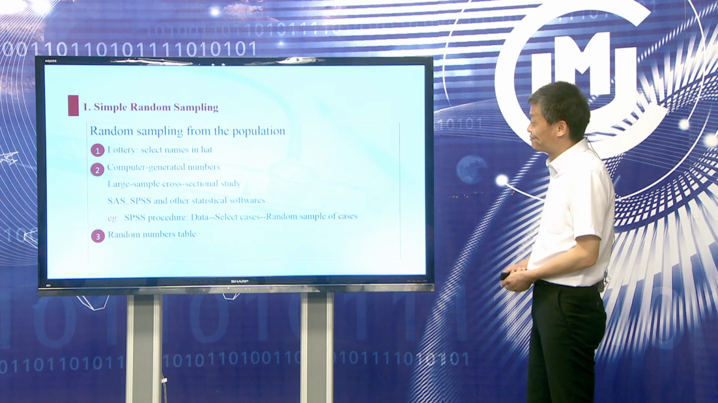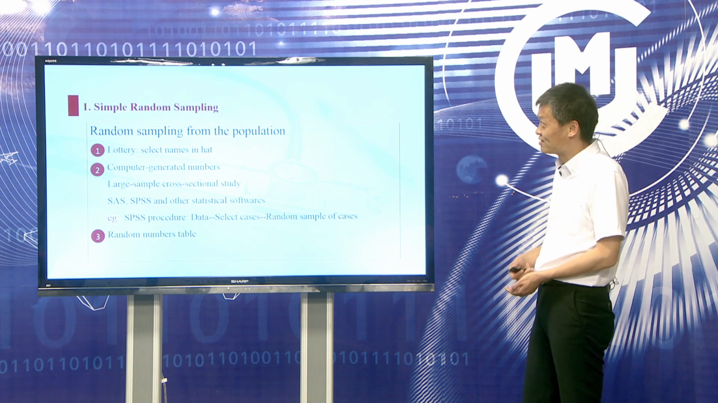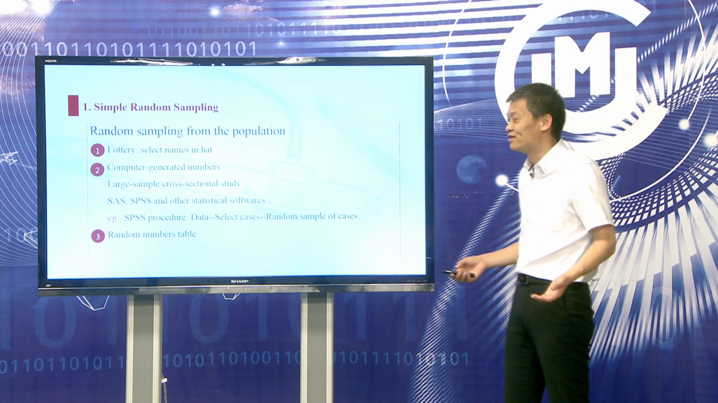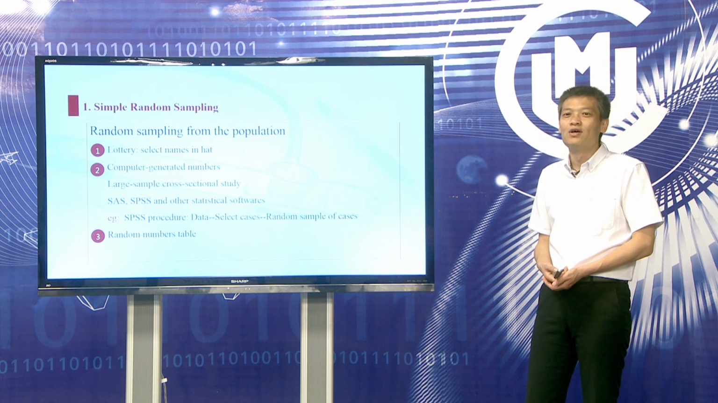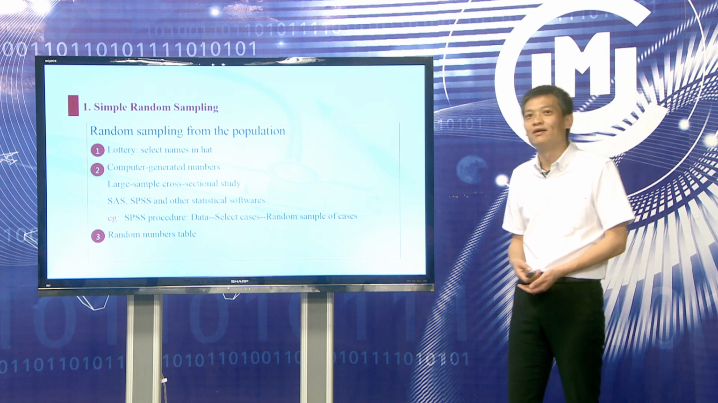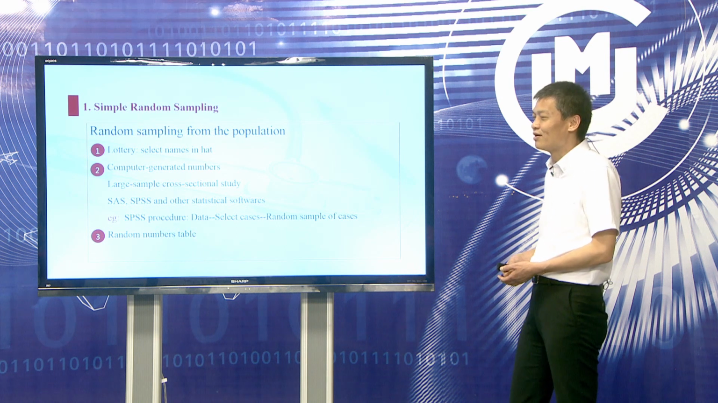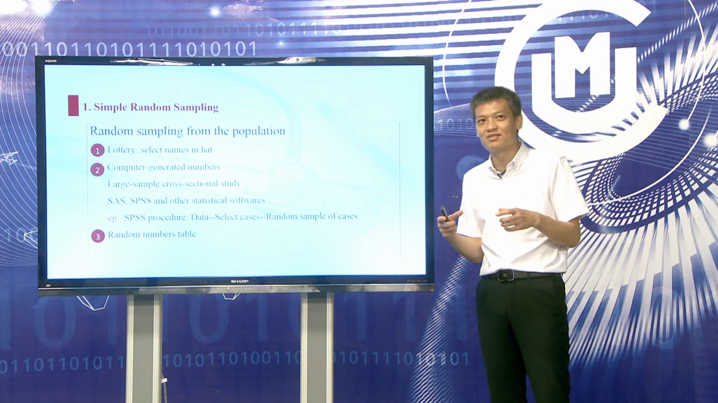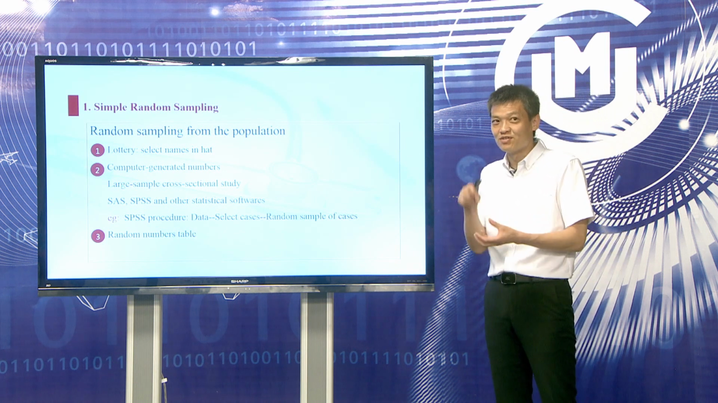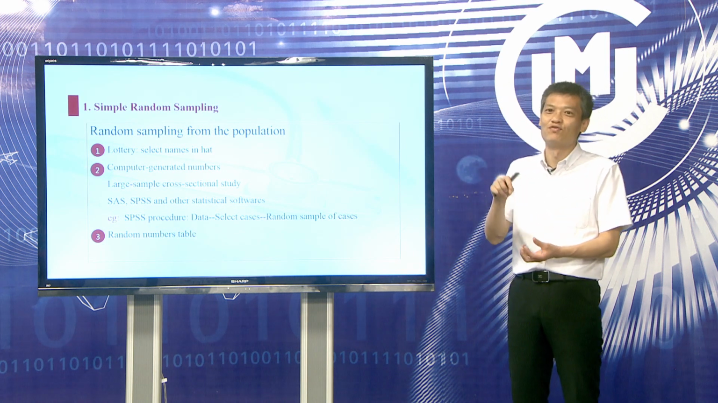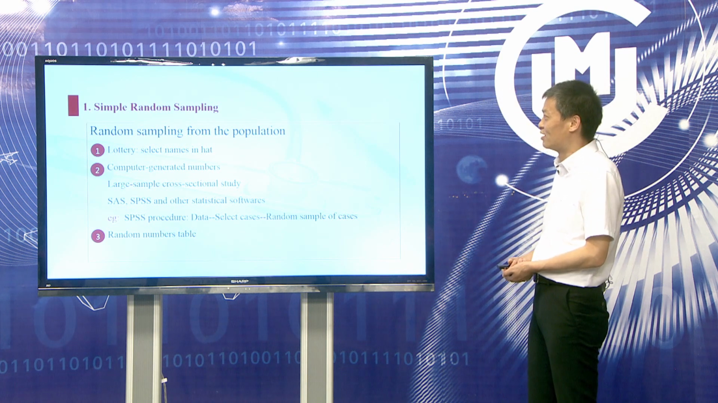First, we will talk about simple random sampling. Simple random sampling selects from the population using a lottery, computer-generated numbers, or a random numbers table. The lottery is very simple and easy to implement. For example, you can drop all of the names into a hat, then select some names from the hat. That is a lottery.